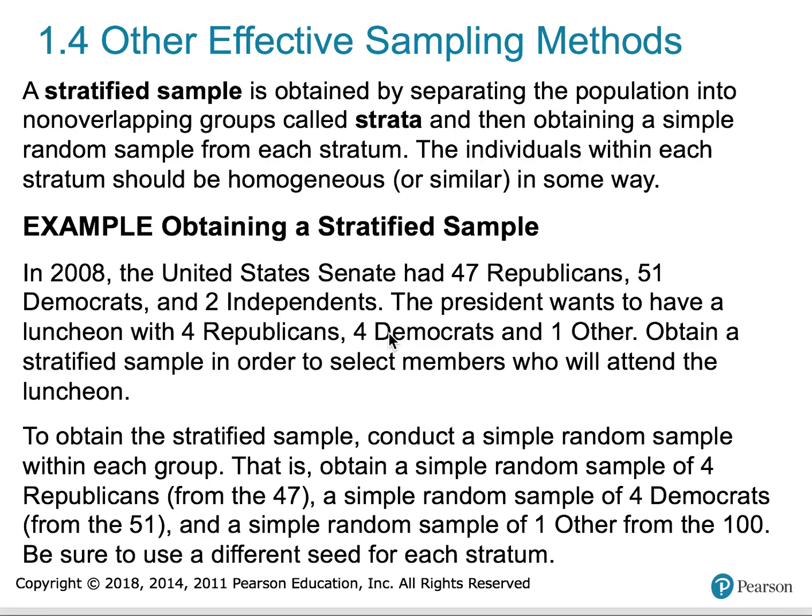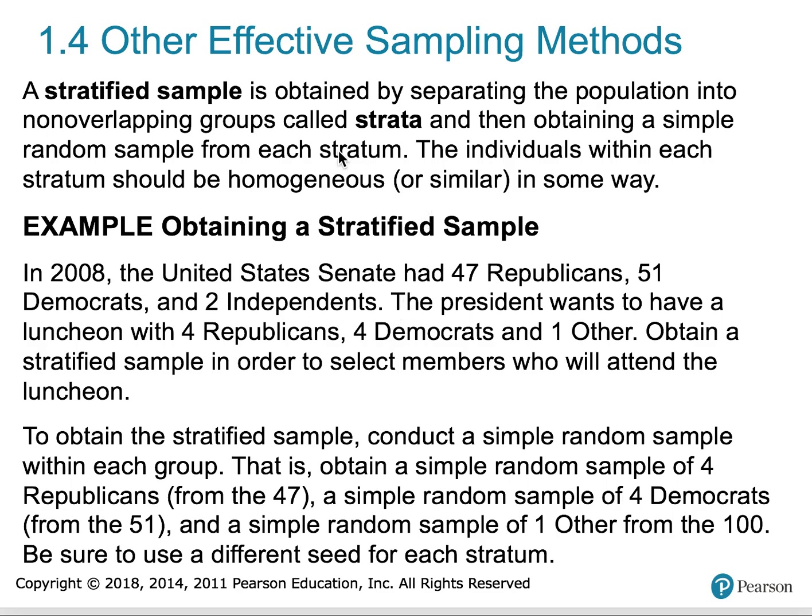Okay, now we're at 1.4, other effective sampling methods. Remember last time we talked about simple random sampling? But remember, the goal of sampling is to obtain as much information as possible about the population at the least cost. And cost includes monetary outlays, time, and other resources. So with this goal in mind, we may find it advantageous to use sampling techniques other than simple random sampling.